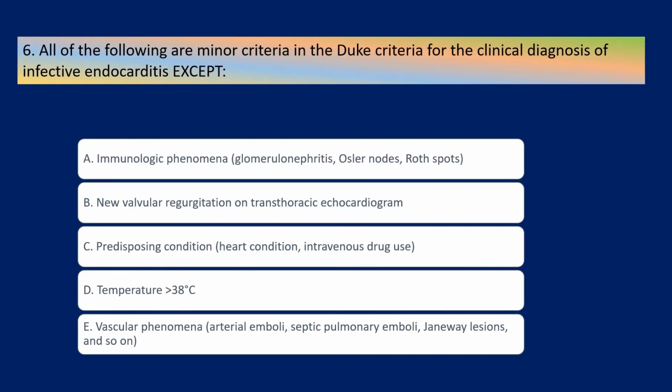All of the following are minor criteria in the Duke's criteria for the clinical diagnosis of infective endocarditis except: A. Immunologic phenomena, that is glomerulonephritis, Osler nodes or Roth spots. B. New valvular regurgitation on transthoracic echocardiogram. C. Predisposing heart condition, intravenous drug abuse. D. Temperature more than 38 degrees Celsius. E. Vascular phenomena, arterial emboli, septic pulmonary emboli, Janeway lesions, and so on.